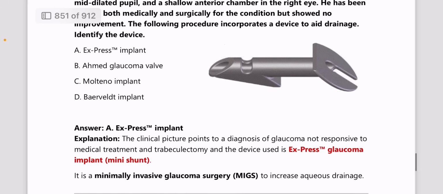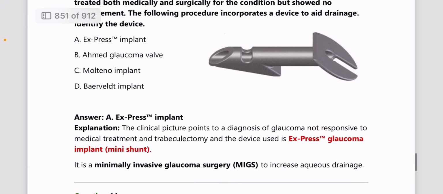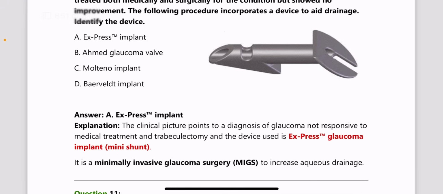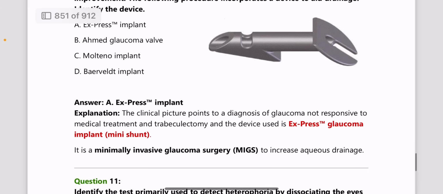So the clinical picture points to a diagnosis of glaucoma, which is not responsive to medical treatment and trabeculectomy, and the device used is Ex-PRESS glaucoma implant, that is a mini shunt. It is a minimally invasive glaucoma surgery to increase the aqueous drainage.